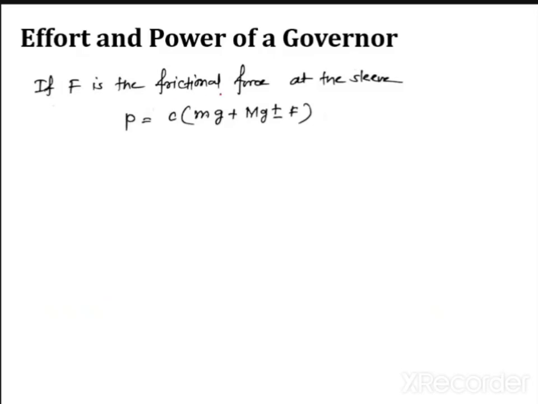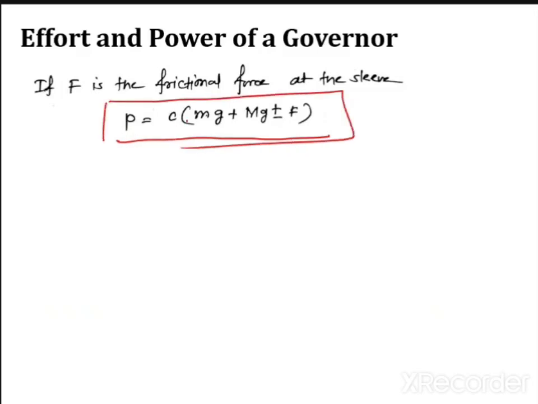So if F is a frictional force at the sleeve, then the effort or the power, mean force of the governor, becomes P is equal to C into (mg plus capital MG) plus minus F. So now we are going to solve a problem on this. आता आपण याच्यावरती प्रॉब्लेम सॉल्व्ह करणार आहोत. प्रॉब्लेम सेम जसे आपण पोर्टल गव्हर्नमेंटची सॉल्व्ह केली ना, तसेच सेम सॉल्व्ह करायचे. फक्त आपण इथे काय करायचंय? एफर्ट काढायचा आहे आणि पॉवर कॅल्क्युलेट करायची.